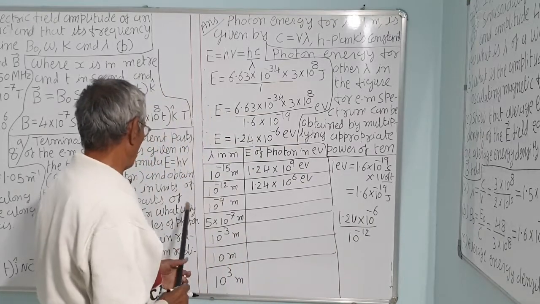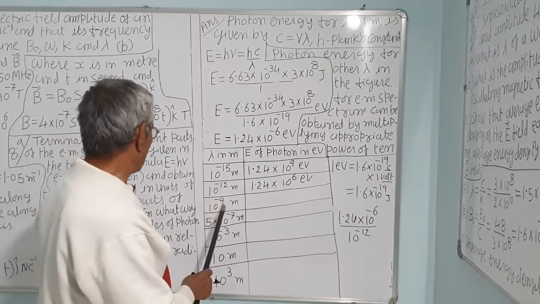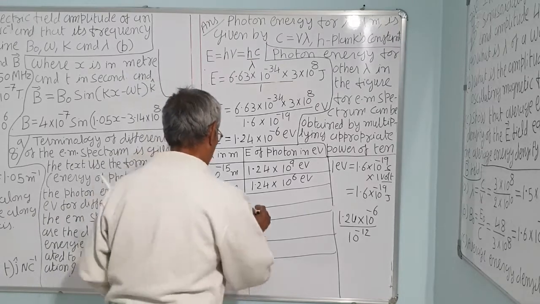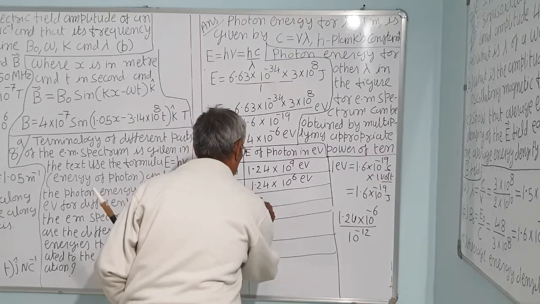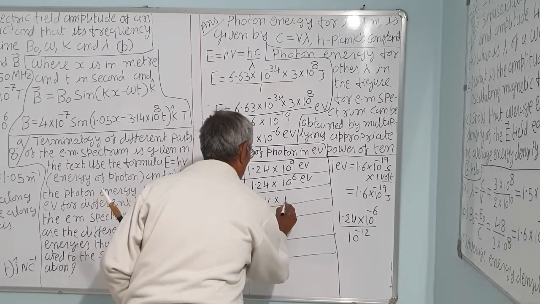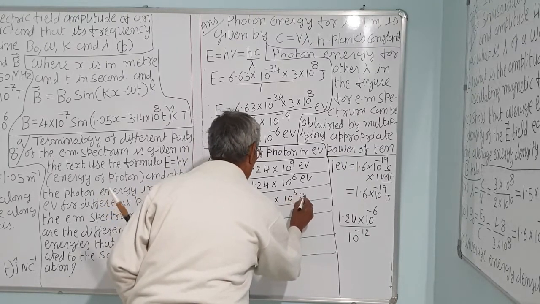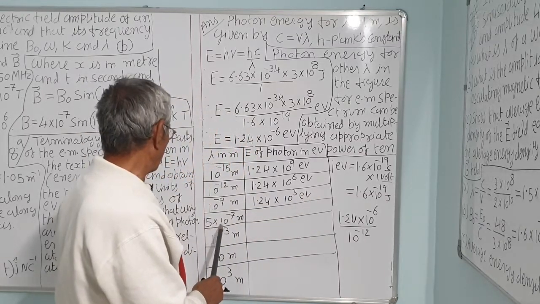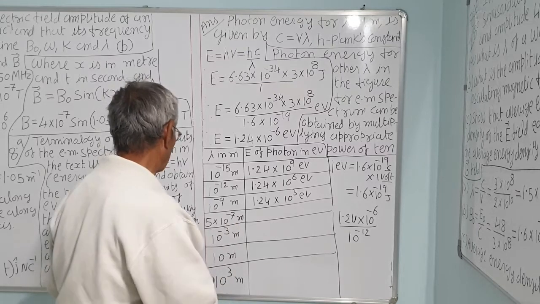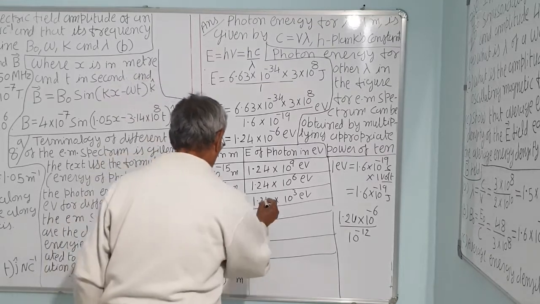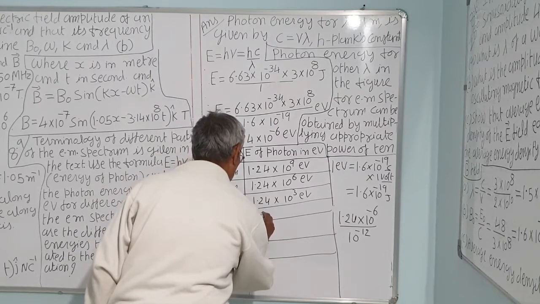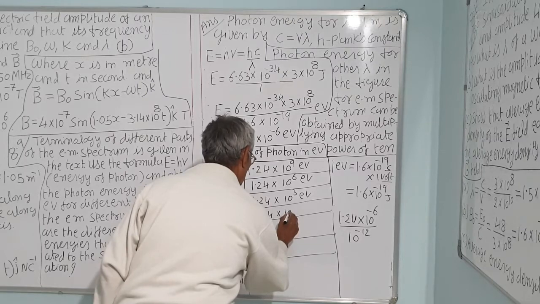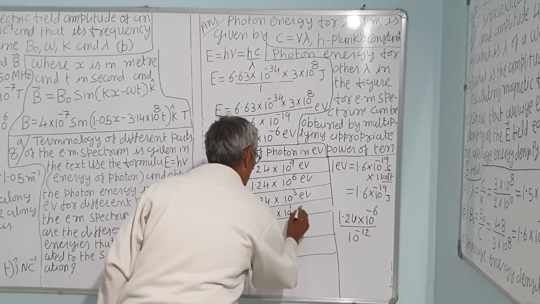Similarly, very simple. If lambda is equal to 10 raised to minus 9 meter, then minus 9 will be plus, so that will be power 3, 1.24 into 10 raised to 3 electron volt. If lambda is equal to 5 into 10 raised to minus 7 meter, this is visible light. What is the energy corresponding? 7 plus, that is 1, so that is 1.24 into 10 raised to 1 electron volt.